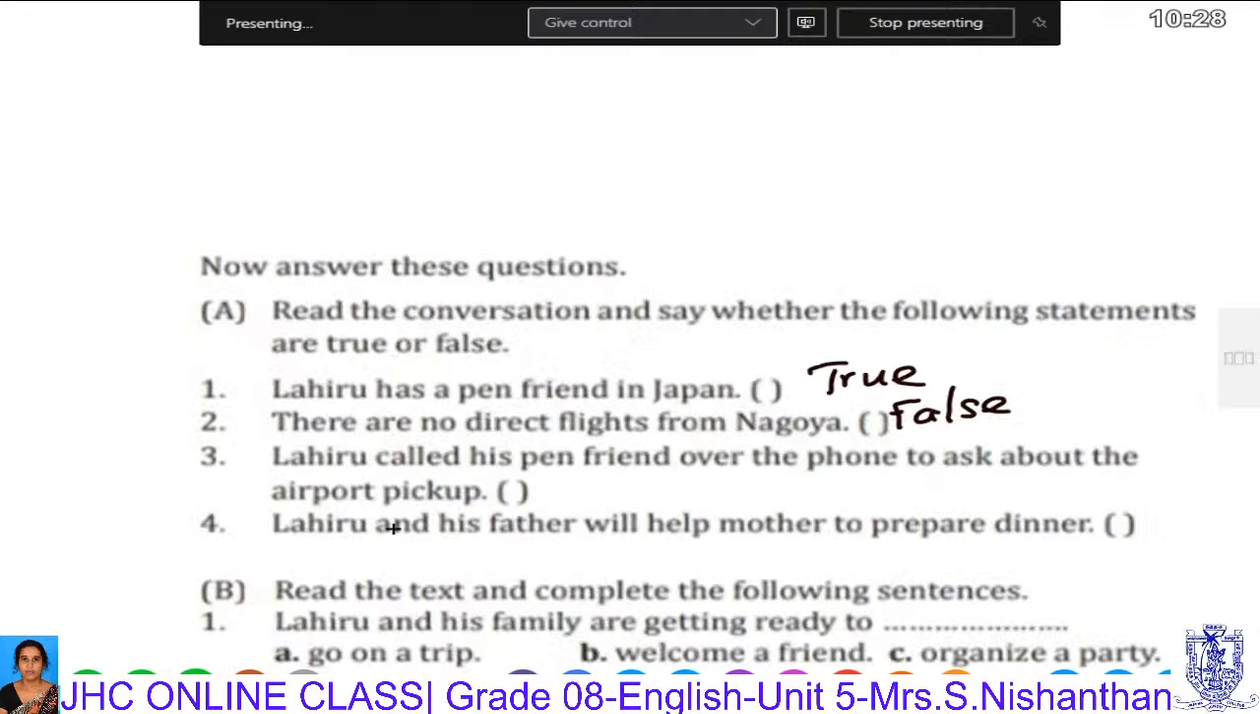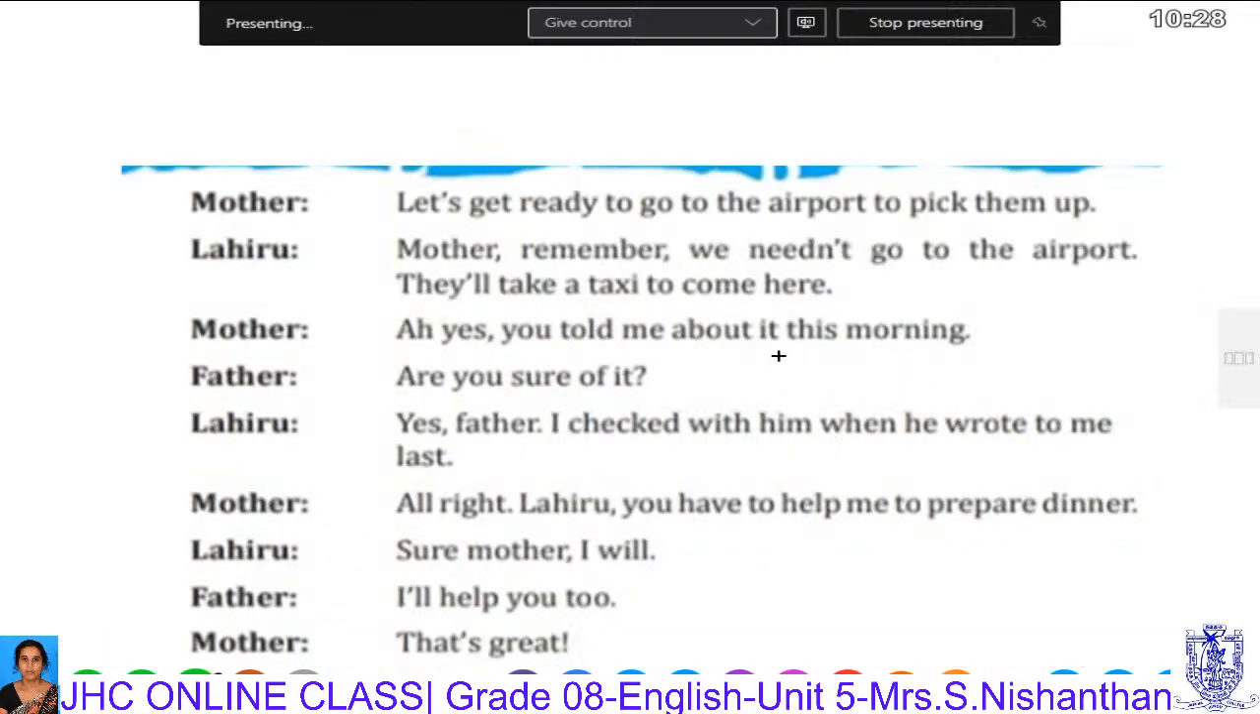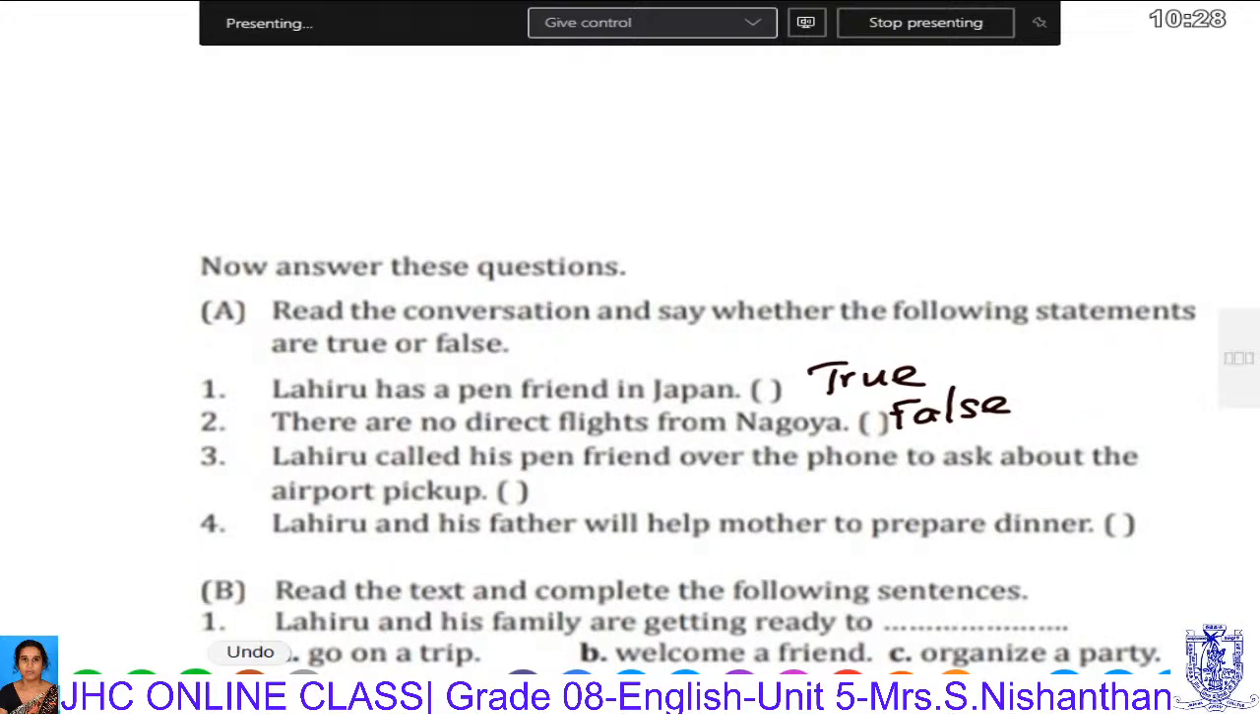Right. Lahiru called his pen friend over the phone to ask about the airport pickup. Did he call? No. Look here. He checked with him when he wrote to me last. So, he checked by the mail, by the letter. So, this is false.